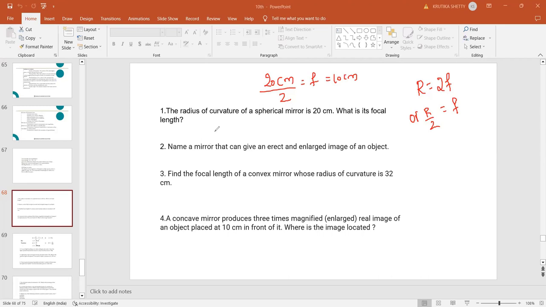Second question. Name a mirror that can give an erect and enlarged image of an object. So either you can tell in the chat box or you can discuss in the class. Anyhow, your convenience. Concave mirror. So, first answer I have already written, and second answer is a concave mirror.